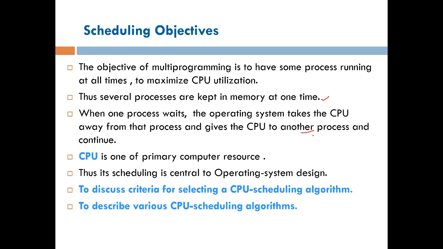While doing this, the primary resource we require is the CPU. Thus, this scheduling of the CPU is central to operating system design. Thus, the objectives are that we will be able to discuss the criteria for selecting the CPU algorithm and describe various CPU scheduling algorithms.